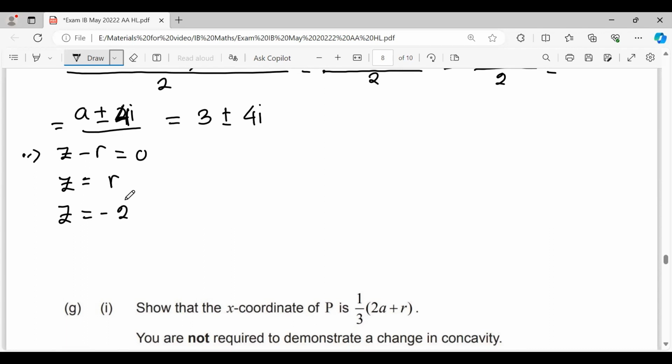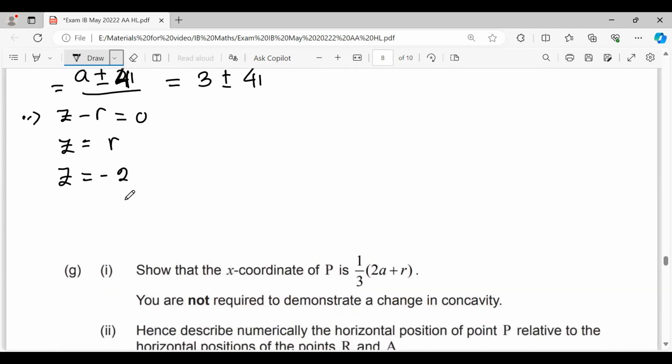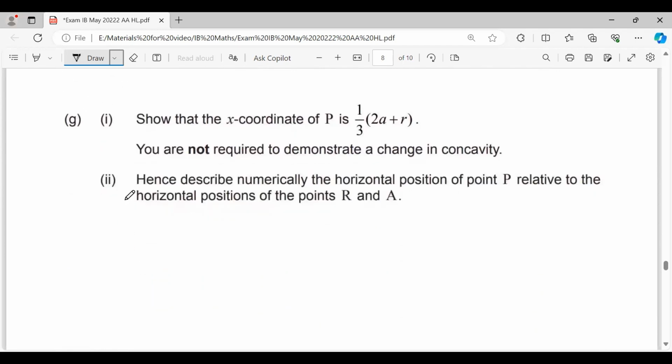All right, let's continue. Show that the x-coordinate of P is this expression. You are not required to demonstrate a change in concavity. Hence, describe numerically the horizontal position of point P relative to the horizontal positions of the points R and A, right?